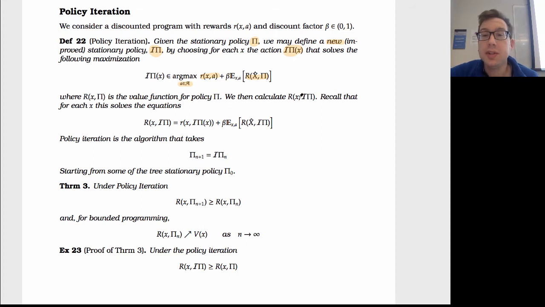And then what we do is we calculate the reward function of the new policy. So then I need to calculate R_I(pi)(x). We recall that this solves a certain equation: that R_I(pi)(x) is equal to r(x, I(pi)(x)) plus beta E_x[R_I(pi)(X-hat)]. So where have we seen that before?